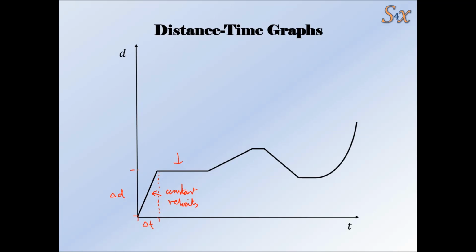This section here is a flat line. Now the distance isn't changing along this flat line. If the distance isn't changing, then you must be static, okay, or stationary. So the velocity is zero effectively because we're not traveling any distance.